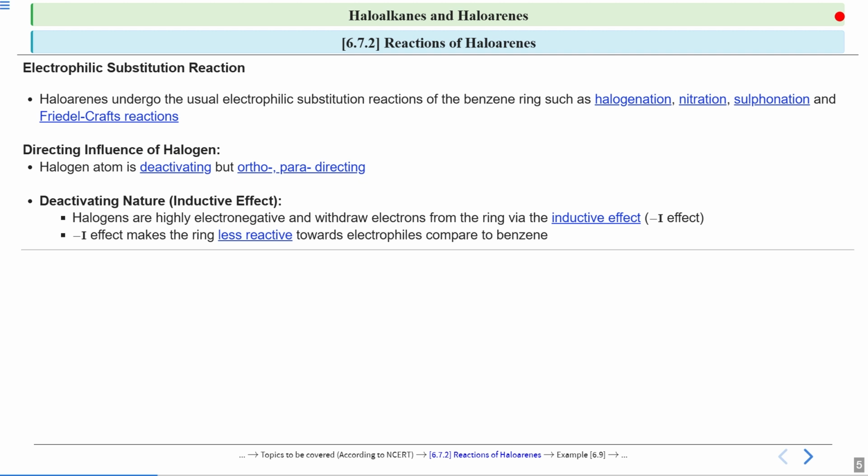Because on the benzene ring, the electrophile can easily attack. But due to the presence of halogen in the haloarenes and due to its higher electronegativity, the halogen shows the minus I effect, withdraws the electrons from the ring, and makes the ring deactivated or less reactive towards the upcoming electrophile.